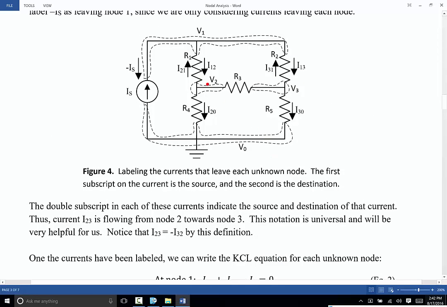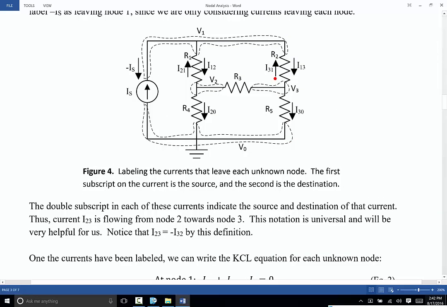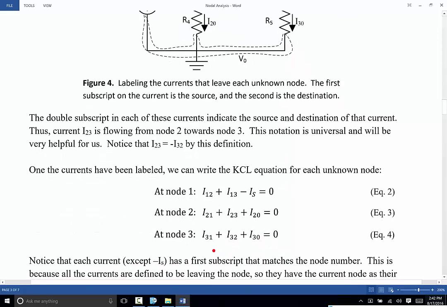At node 2, I see that I sub 2, 1 is leaving, I sub 2, 0 is leaving, and although I didn't remember to put an arrow in here, I sub 2, 3 is leaving. So you can see here I sub 2, 1 plus I sub 2, 3 plus I sub 2, 0 equals 0. And then at node 3, we have I sub 3, 1 is leaving, I sub 3, 2 is leaving, and I sub 3, 0 is leaving. And so we add those three together, and they're equal to 0.